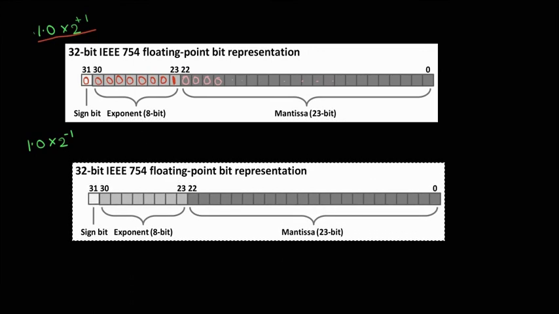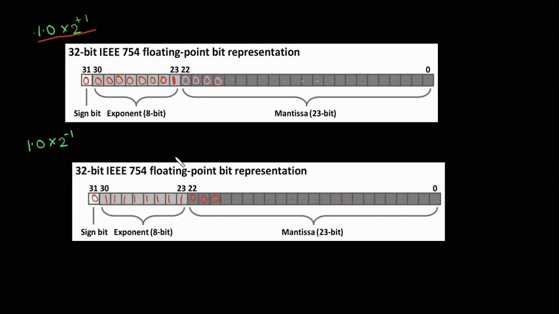1.0 into 2 power minus 1. The sign bit is 0 here as well, because this number is positive, and the fraction is all zeros, but this is minus 1. Minus 1 we have to write in 2's complement form here. What is plus 1? 1, and minus 1 is, take the 2's complement of plus 1, which is 1, and start flipping all the zeros to ones. 1 1 1 1 1 1 1.